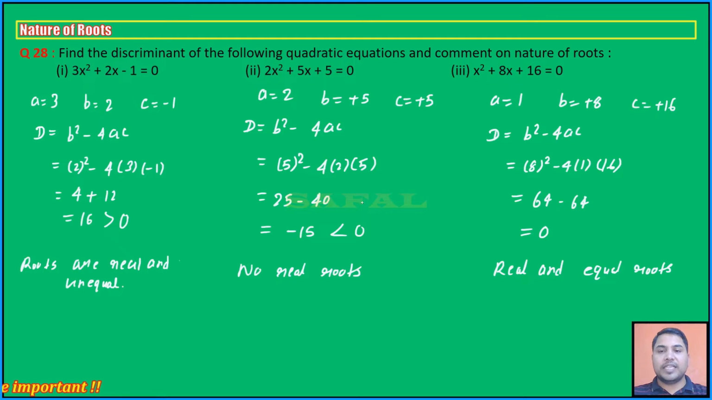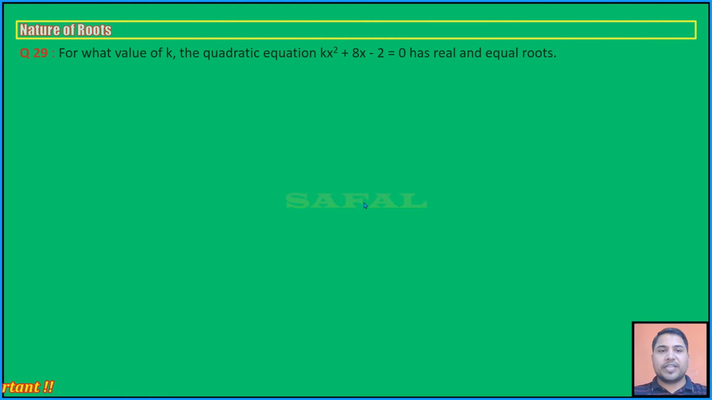Real and equal. Moving ahead to the next question, what you can see on the screen, for what value of k the quadratic equation has real and equal roots. So अपने को पता है कि quadratic equation के real and equal roots कब होते हैं? जब इसका discriminant 0 हो जाता है. So let us write the value of a first. Coefficient of x square is simply k, b coefficient of x, that is 8, and C, that is constant term, is -2. So for real and equal roots, what we know?